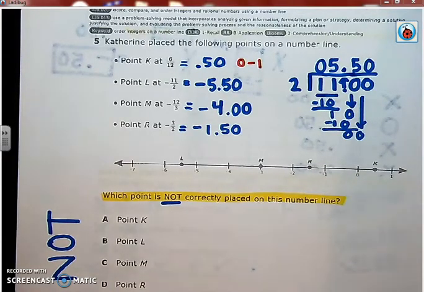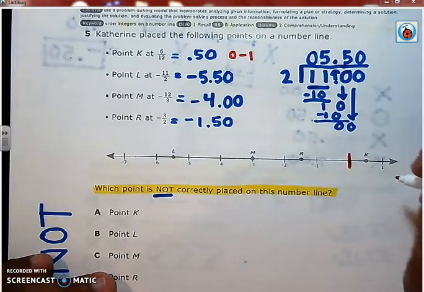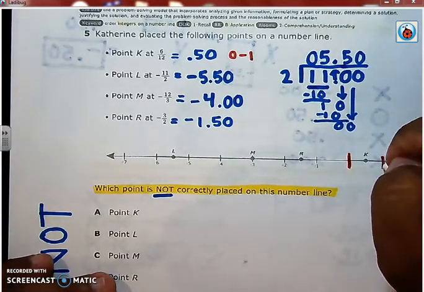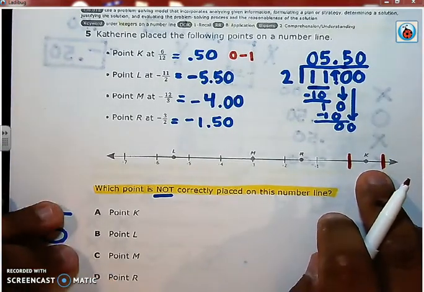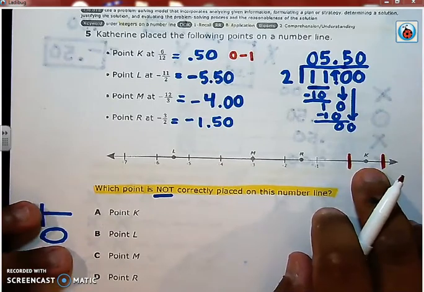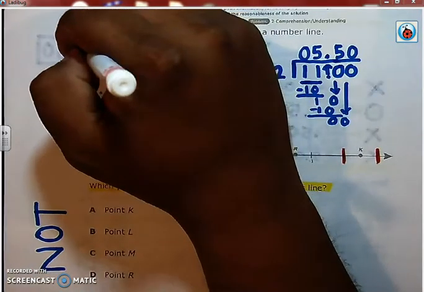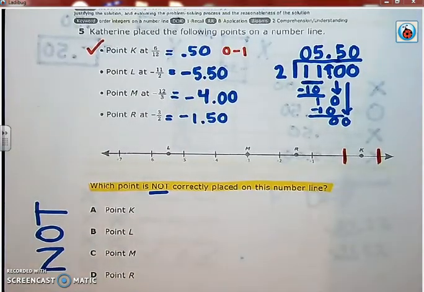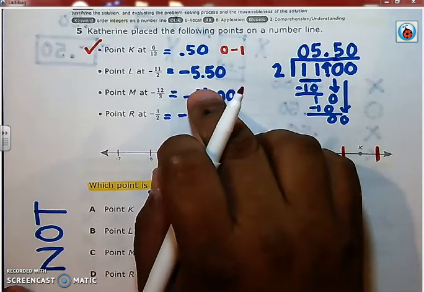Let's find 0 right here. Here's 0. Here's 1. Between these two numbers, I should see point K. And I do see point K there. So it is in the correct spot. Point K is good.